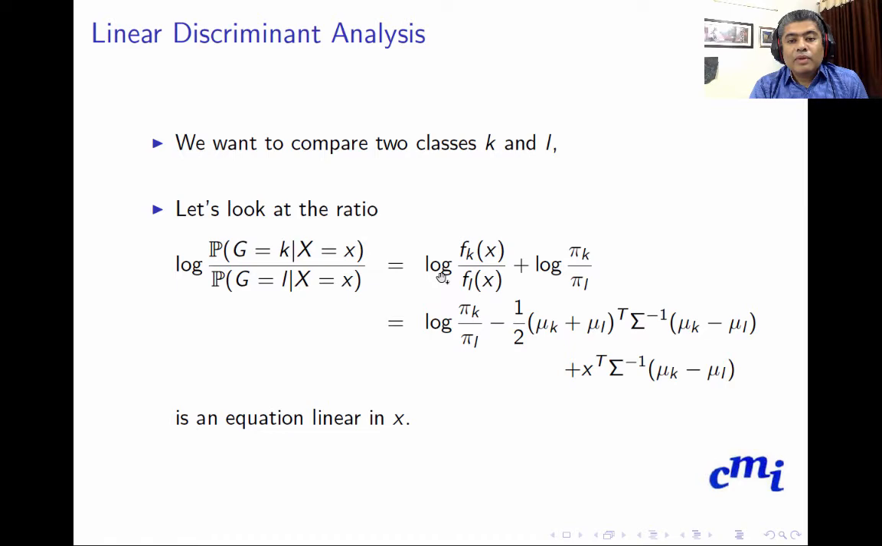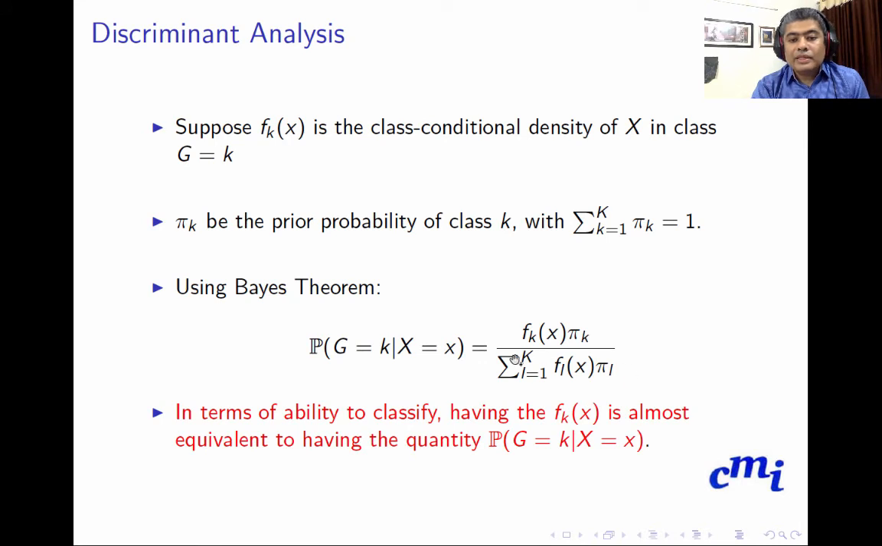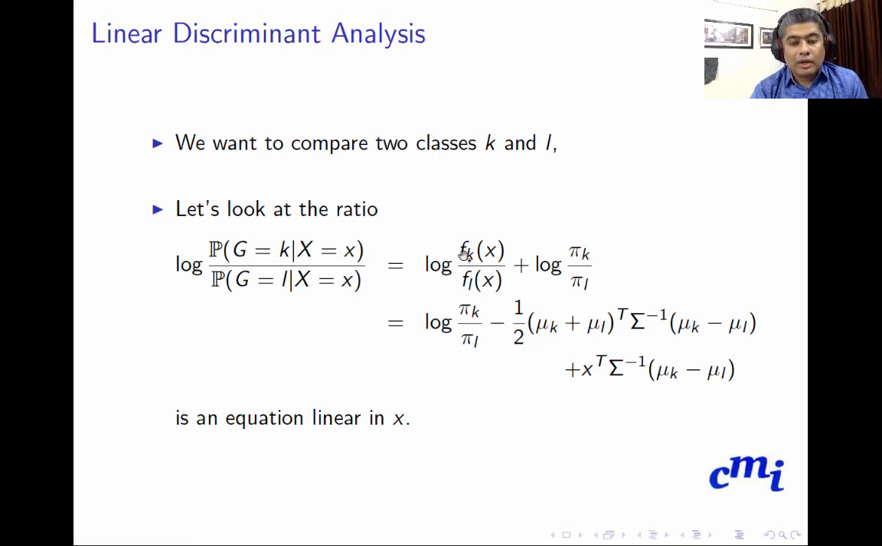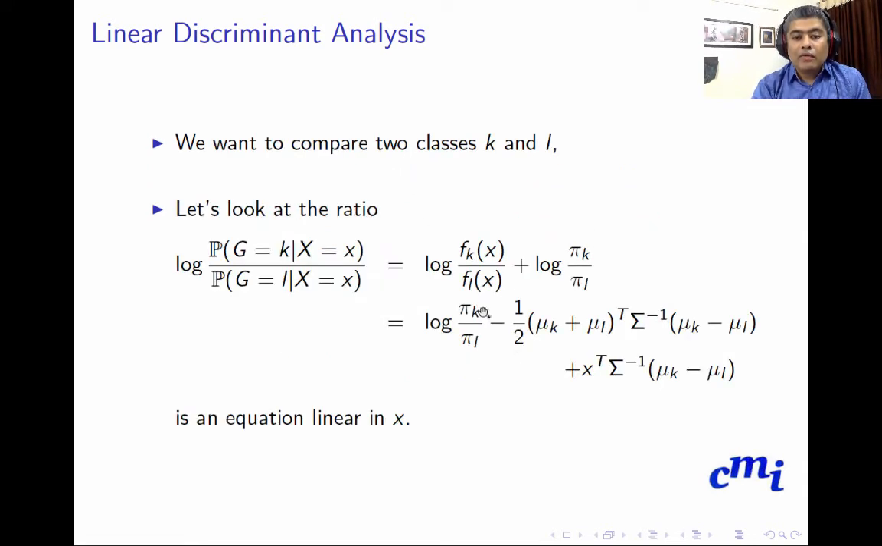So that will give me immediately the log of one thing. What will happen is, if you go back, this thing will cancel, because it is the same for probability G equal to k as well as probability G equal to l. If it cancels, then naturally what we are left with is the numerator part, and that gives us the log of f_k(x) by f_l(x) plus the log of pi_k by pi_l. And if in f_k(x) and f_l(x) you plug in this PDF, then with some simplification, that will give you an equation like this.